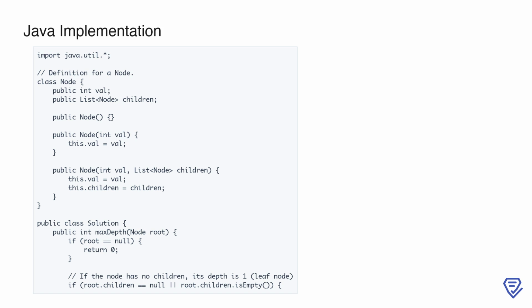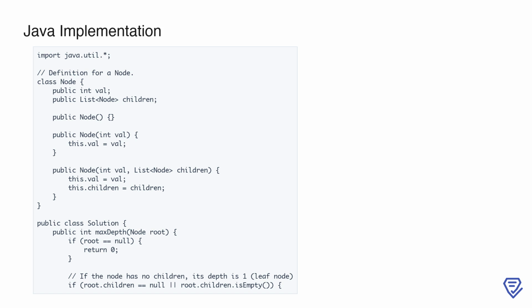Here, we start with the definition of a node class, which represents a single node in the N-ary tree. Each node has an integer value, val, and a list of children nodes. We define 3 constructors: a no-argument constructor, one that initializes the value, and another that initializes both the value and the list of children. Moving to the solution class, we define the maxDepth method, which calculates the maximum depth of the tree. The method begins by checking if the root node is null. If it is, the tree is empty, so we return a depth of 0.